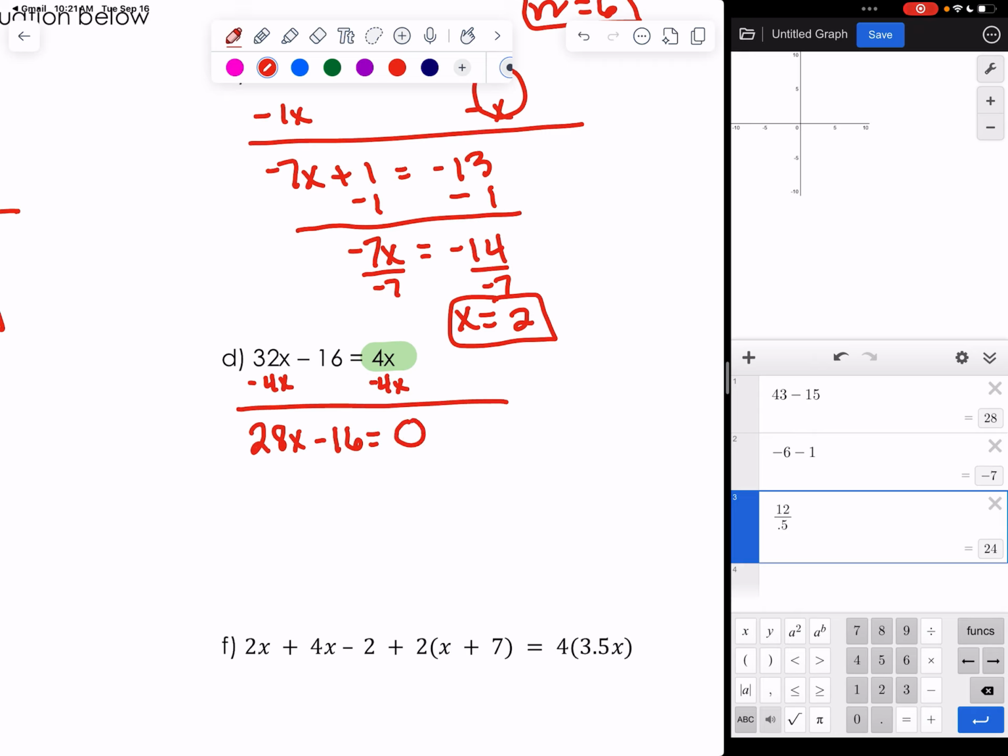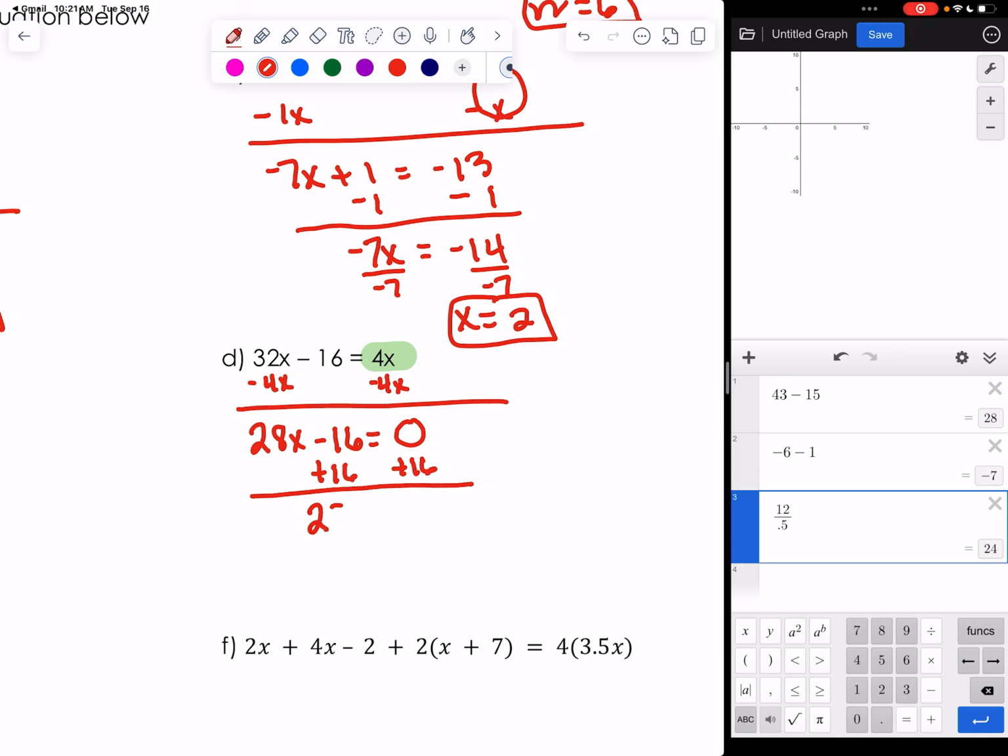So you need to write that 0 down. You can't just leave the right side blank, okay? So now we're going to solve this. 28x minus 16 is equal to 0. So if I reverse the order here, we would have to add 16 and then divide by 28. So let's try that. Add 16, add 16.